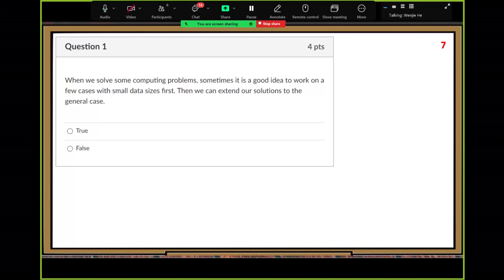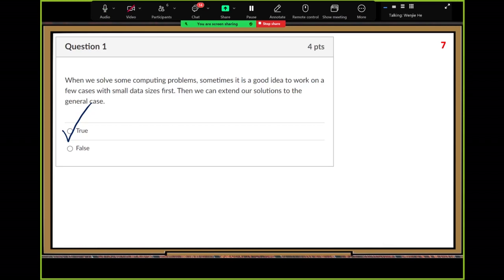When we solve some computing problems, sometimes it's a good idea to work on a few cases with small data sizes first. Do some experiments. When we do experiments, we like to choose small problem sizes. Then we can extend our solutions to the general case. It's correct. So it's basically an effective strategy we used a few times in this class.